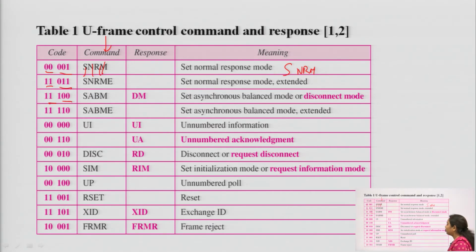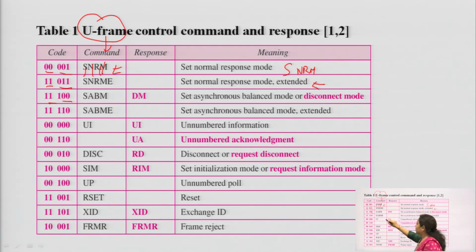Whatever type of mode you have to select, you have to enter the code corresponding to it. Means if you want to perform this operation, that is SNRM, then this particular code has to be inserted in this U frame, that is specific to U frame only. This is not specific to I frame and S frame. Okay, this point has to be noted. Next is set normal response mode in extended version. That is why we have used SNRME, the extended version, and it has been denoted by this code, that is 11011.